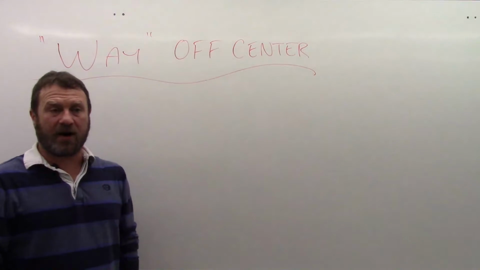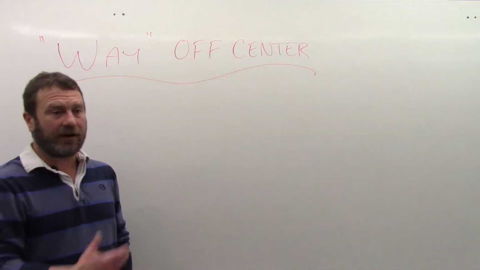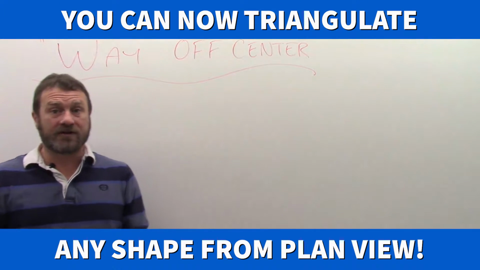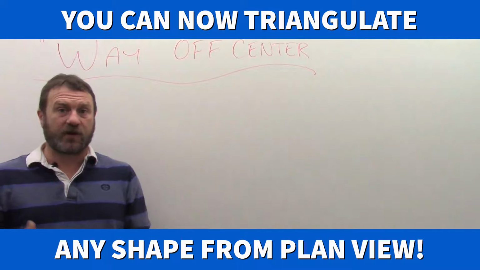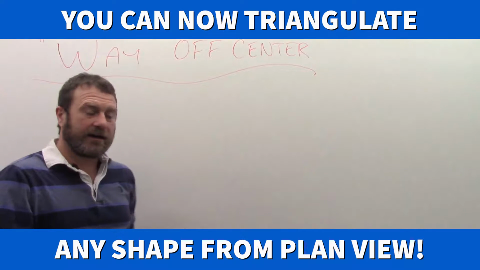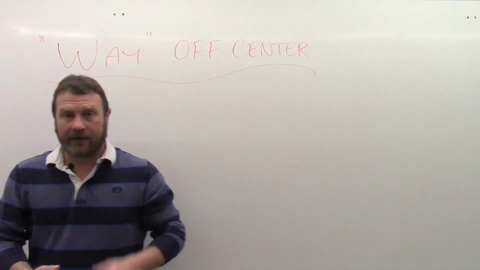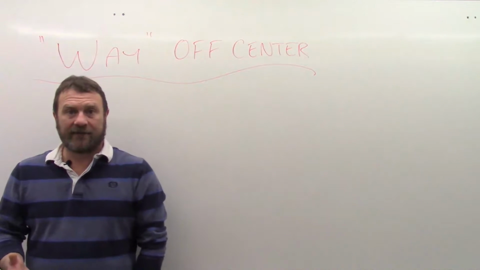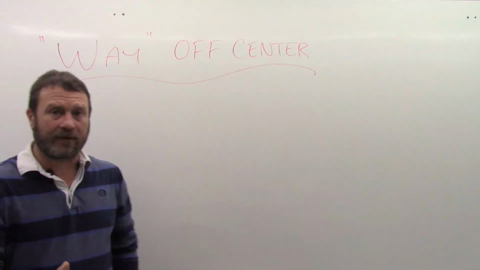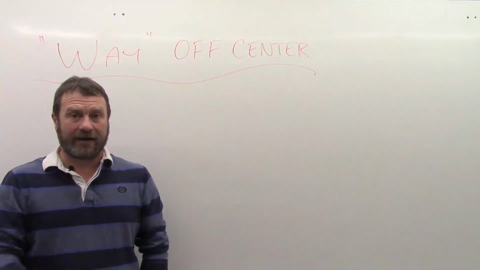Okay, the next part, or the last part of our triangulation unit, is going to be looking at something really off center or way off center, or something of strange shapes. Now we talked about how we're triangulating from plan view when we first start off, and that's where we're leaving it. So really the difference now, when something becomes really off center, is just trying to draw the plan view. And that's really the hard part.